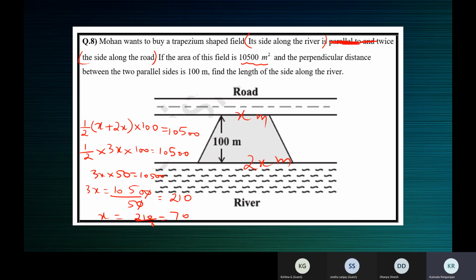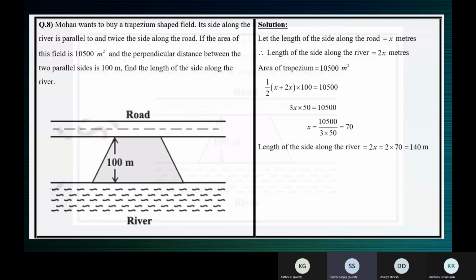Now what are we asked to find? Find the length of the side along the river. Along the river is 2x. Therefore, the length of the side along the river is equal to 2 into 70, 140 meters. Correct? Yes, children, please write down. You don't have to mention the length of the side along the road because that's not asked. They only want you to write the length of the side along the river. So just mention that.